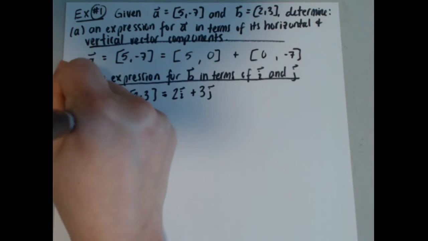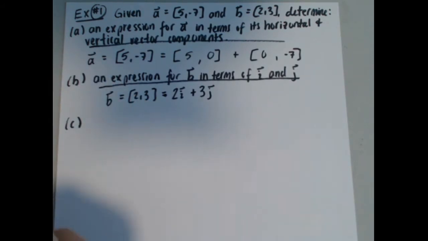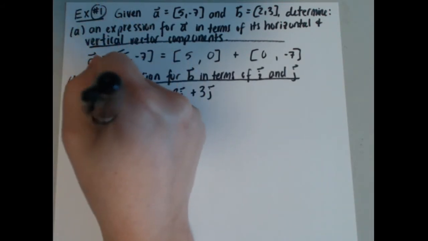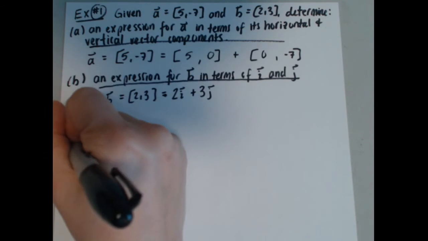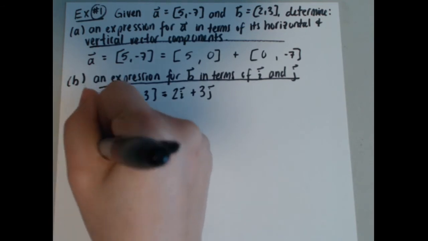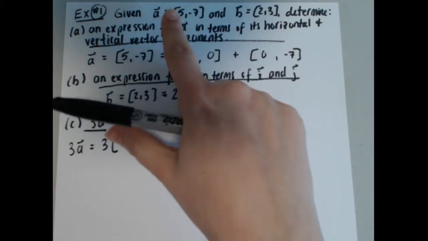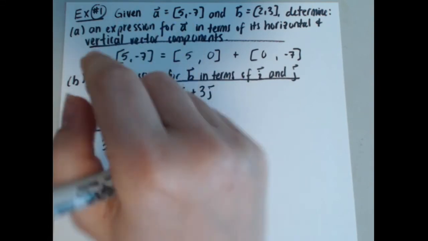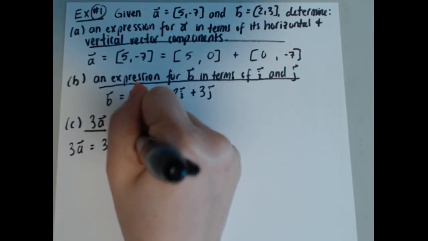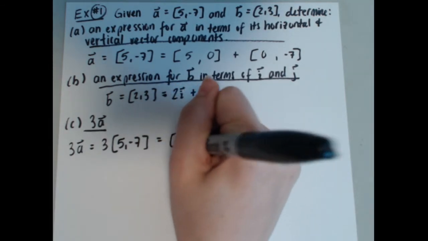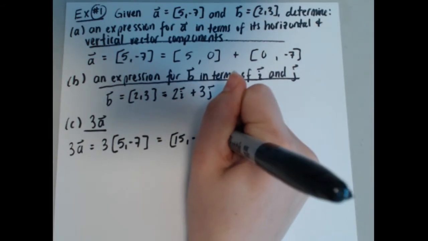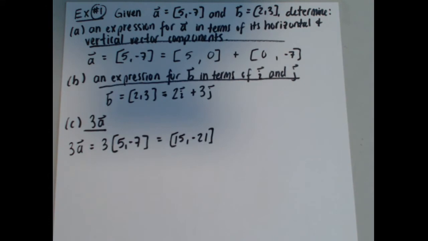Part C. Okay, so now we want to determine what 3a is equivalent to. This is just a scalar multiple. So if I have 3a, that means I'm just multiplying the vector a, which is right here, by 3. So 3 times (5, -7). That's (15, -21). Okay, so that's it.